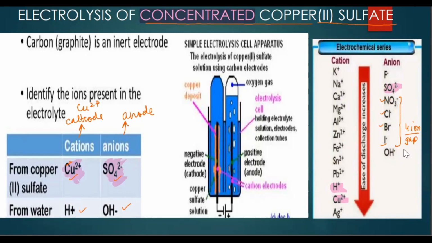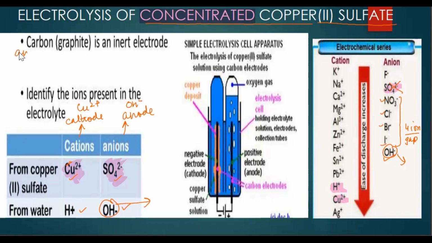So definitely the concentrated will not be discharged. It will be the dilute one that will be discharged. That means the hydroxide will be discharged. So here the copper ion will be discharged, and in this scenario, the OH ion will be discharged. Once this has been decided, it's very easy for us to write down the cathodic and the anodic equation.